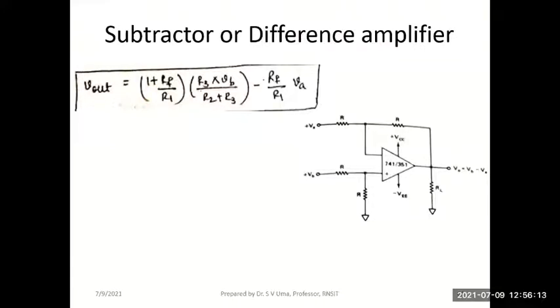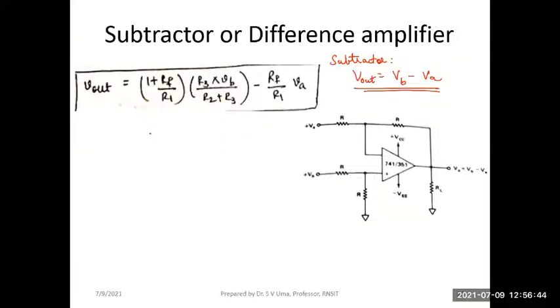Yes, can you think over and tell me what should be the condition on all the resistors? Already you can see it in the picture. If you want this circuit to just act like a subtractor, that means the output should be VB minus VA. I want the output to be the difference of the two input signals. What should you do?